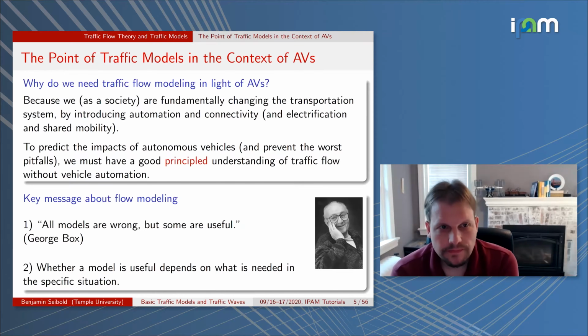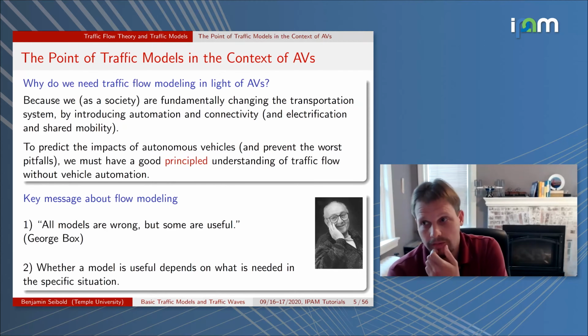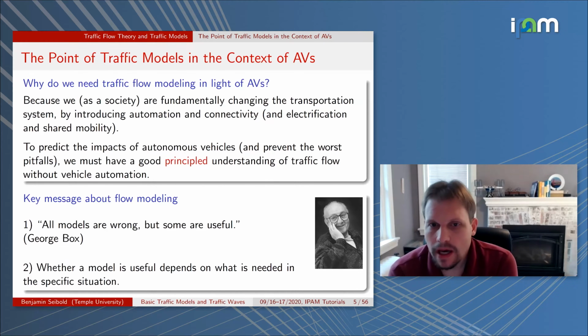Another point that relates this to autonomous vehicles. So if one has a program on autonomous vehicles, why would one worry about traffic flow modeling, especially traffic flow modeling that does not involve autonomous vehicles? Well, the main reason is that if you look at the transportation system on our roadways right now, we as a society right now are fundamentally changing the system, right? By introducing different levels of automation and connectivity. And also, of course, electrification and shared mobility, right? So those are the four disruptive trends that are happening concurrently right now.